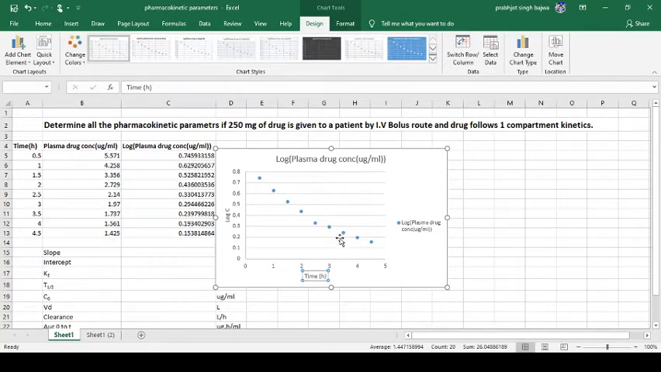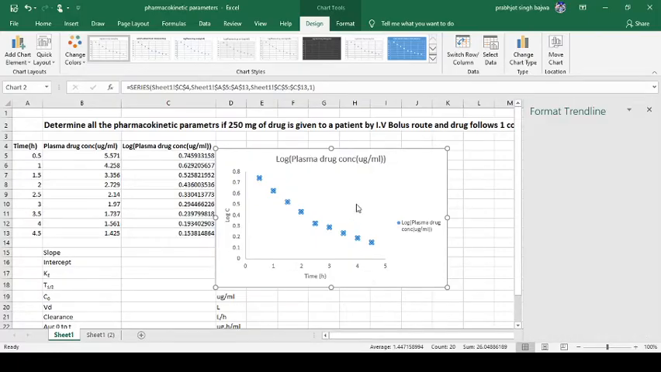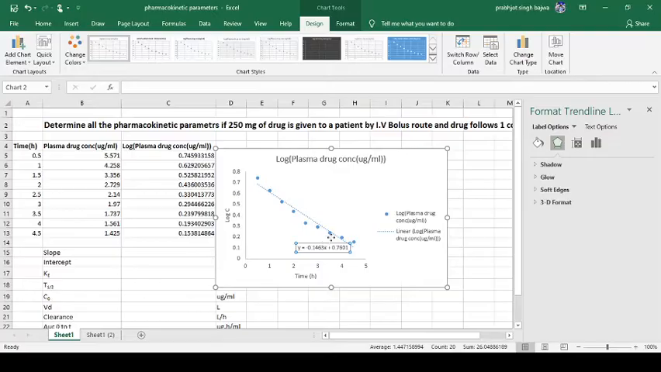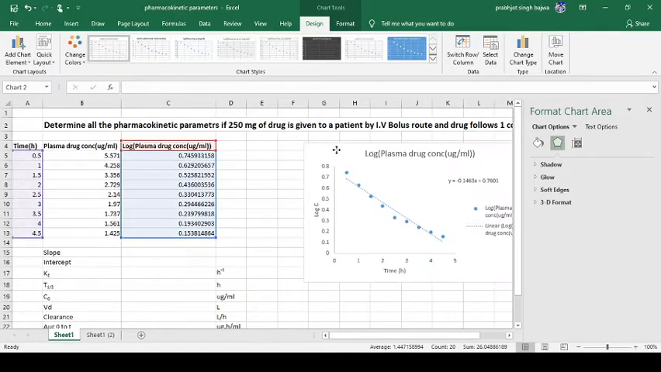We will now add a trend line and we will display the equation on chart. So this is the equation of straight line, y is equal to mx plus c. So we will now calculate the slope.